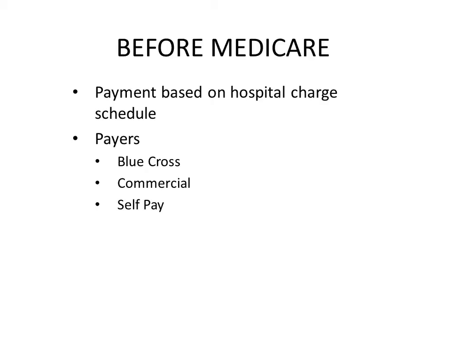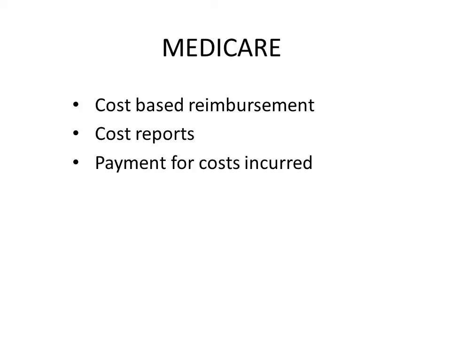Payers for hospital care included Blue Cross plans, commercial insurance, and individual patients. With the implementation of Medicare, hospitals were generally paid for inpatient services through a system called cost-based reimbursement. In this system, hospitals submitted cost reports to Medicare that showed their costs for operating the hospital over the course of a year. Hospitals were paid for each admission based on the costs that were incurred for caring for that patient.